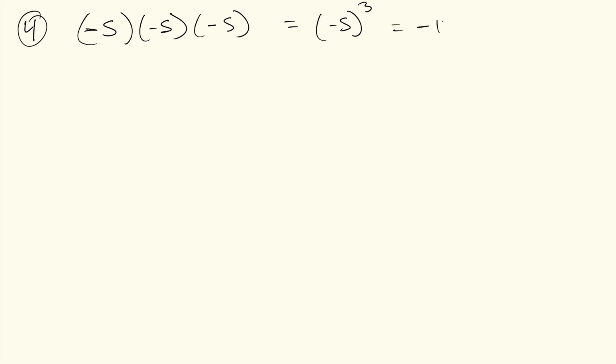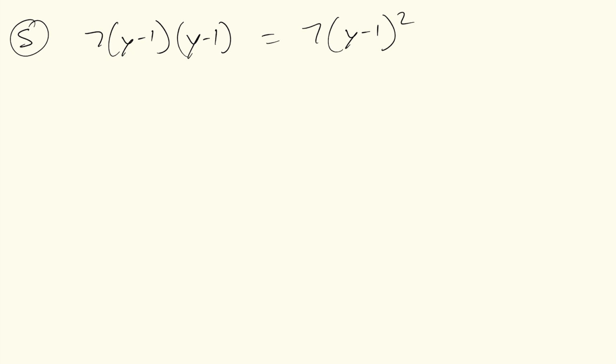Let's go negative 5 times negative 5 times negative 5. Now feel free to do this on your own, but this as an exponent is simply negative 5 to the power of 3. And it's important you keep the brackets there. And negative 5 to the power of 3 is equal to negative 125. Let's try a different example.